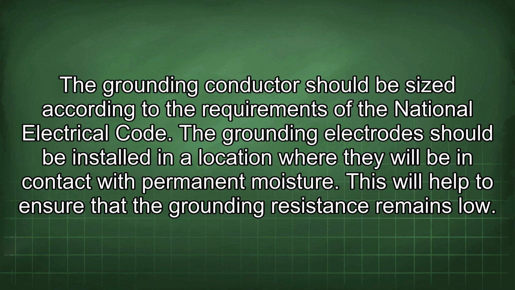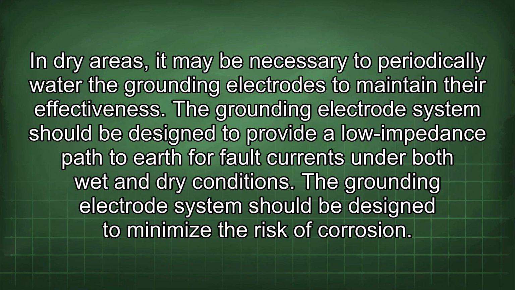The grounding electrodes should be installed in a location where they will be in contact with permanent moisture. This will help to ensure that the grounding resistance remains low. In dry areas, it may be necessary to periodically water the grounding electrodes to maintain their effectiveness.